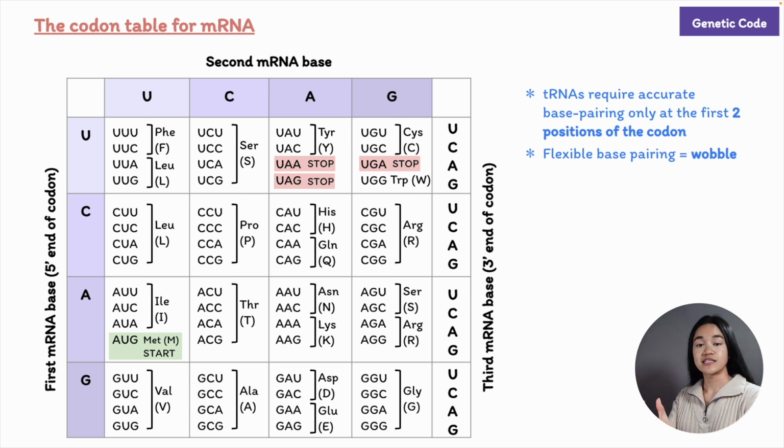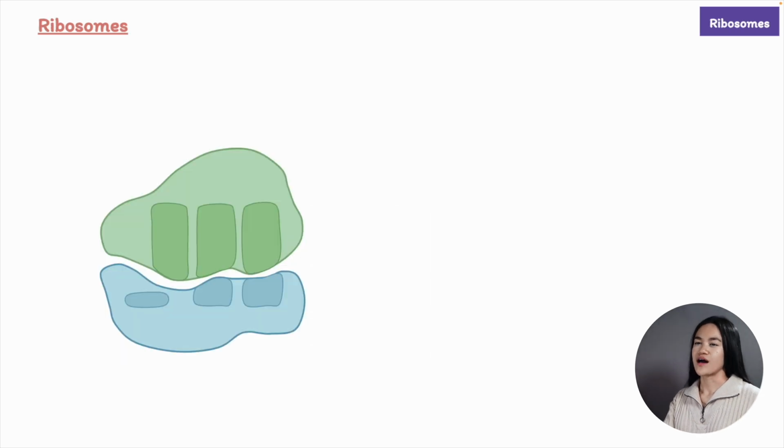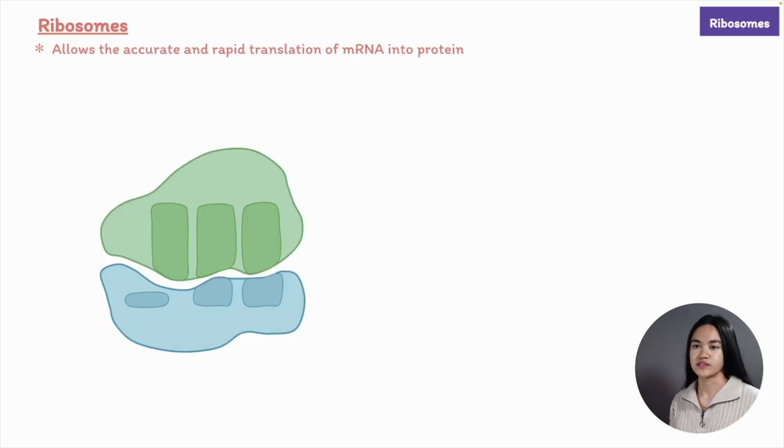Okay, that's tRNA. Let's now move on to how the mRNA message is decoded on ribosomes, the second important molecular component. Ribosomes are what allows the accurate and rapid translation of mRNA into protein. So it grabs onto an mRNA, captures and correctly positions tRNA molecules, and then covalently links the amino acids they carry to form a polypeptide chain.